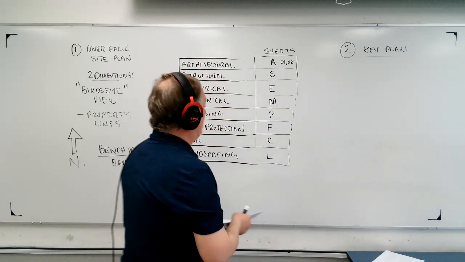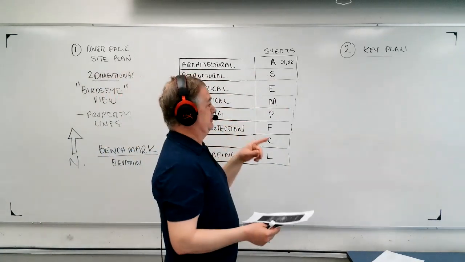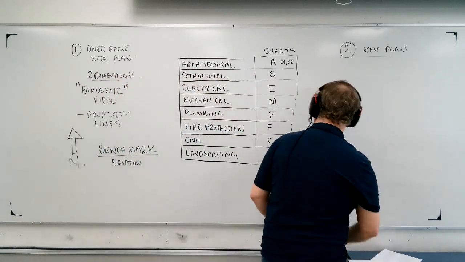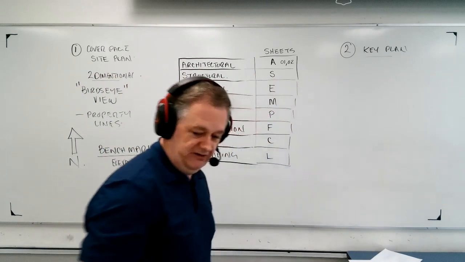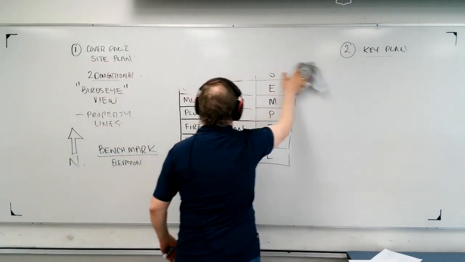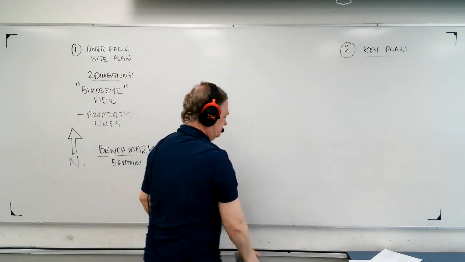Okay, so key plan, number 1, site plan. Number 2, key plan. Let's go ahead. What's the next important plan type? Now, let me just erase this out of the middle, and I'm going to use this real estate right here for something else.